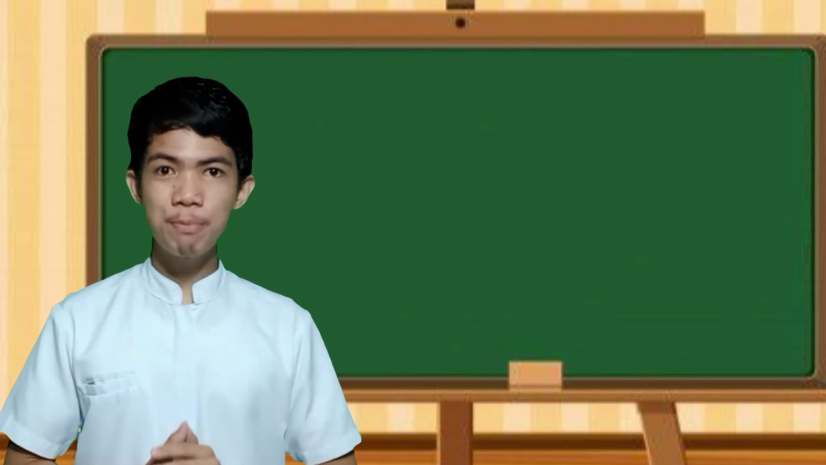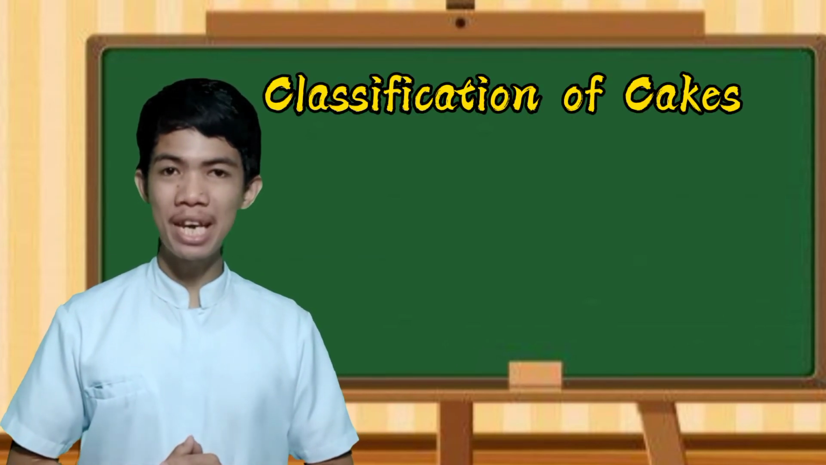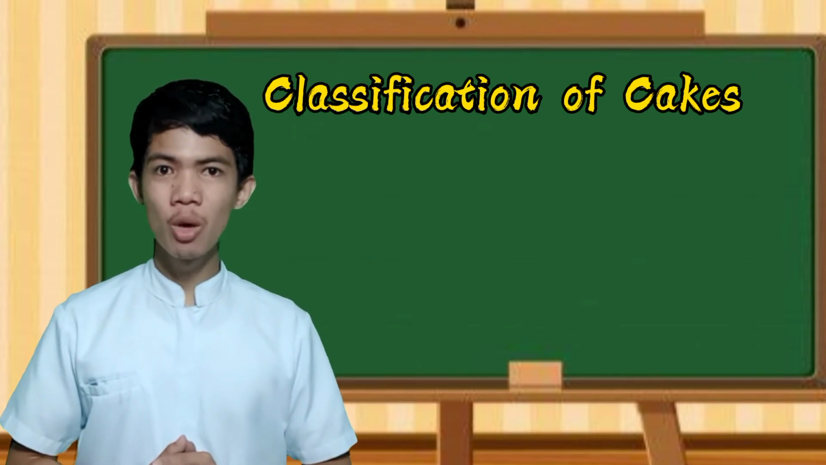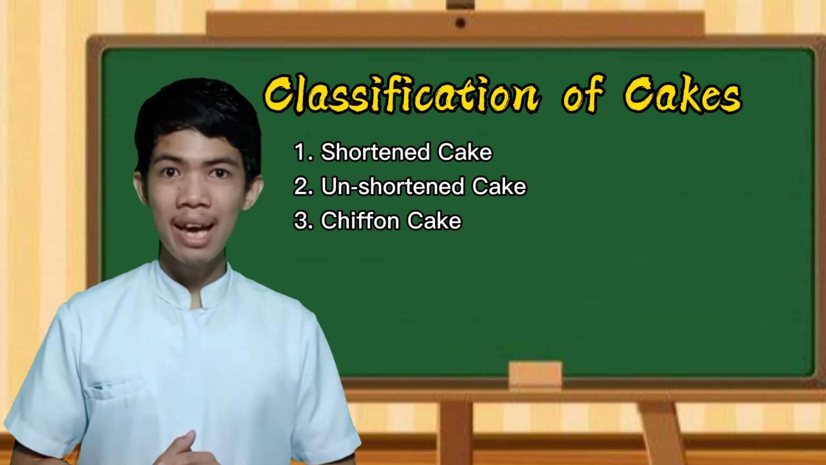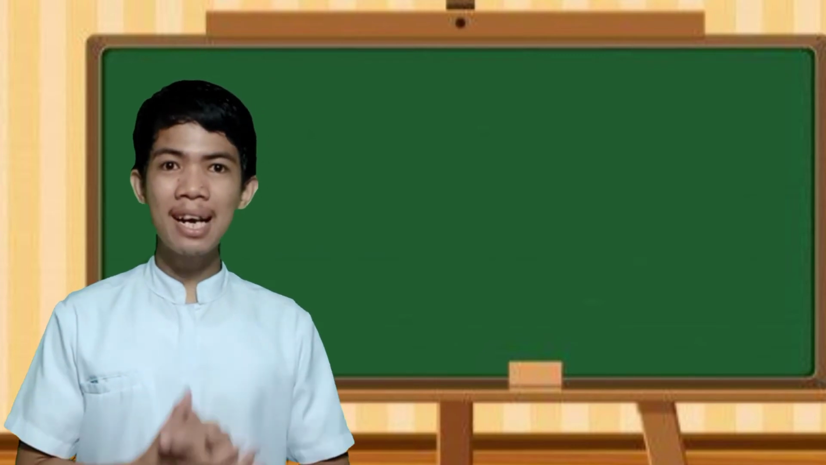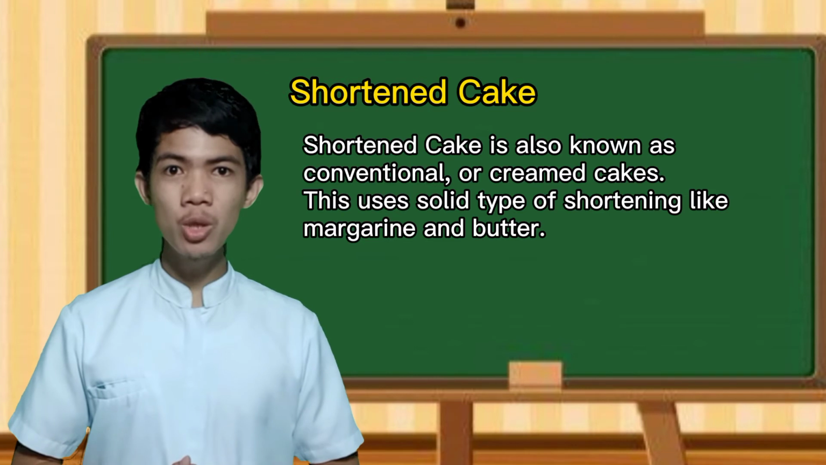Now, let's proceed to our main discussion about classification of cakes. There are three classifications of cakes. Those are shortened cake, unshortened cake, and chiffon cake. First, let's tackle shortened cake. Shortened cake is also known as conventional or creamed cakes.